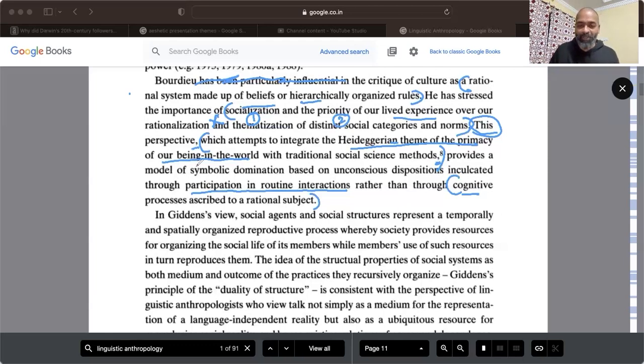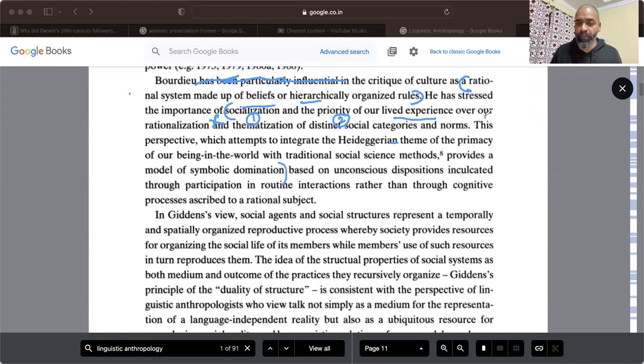Enough gyan. Coming back to this: this perspective provides a model of symbolic domination. Based on what? Based on unconscious dispositions inculcated through participation in routine interactions rather than through cognitive processes ascribed to a rational subject. That's all there is to it. Now I'll show you the sentence structure. Look at how the sentence structure works here. Let me just clear this up a little bit for you. Now look at this part again. This perspective provides a model of symbolic domination. Okay, that is idea number one.